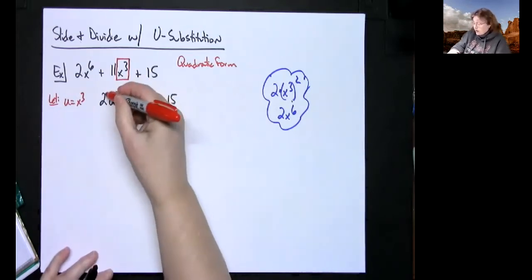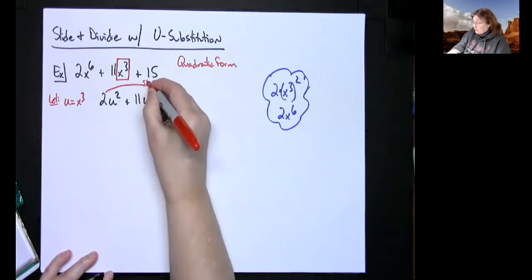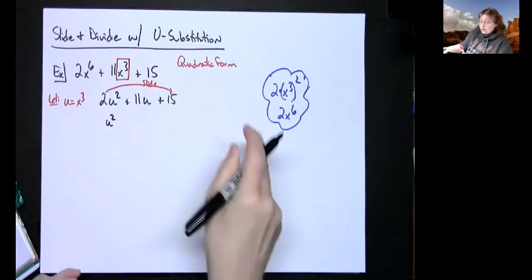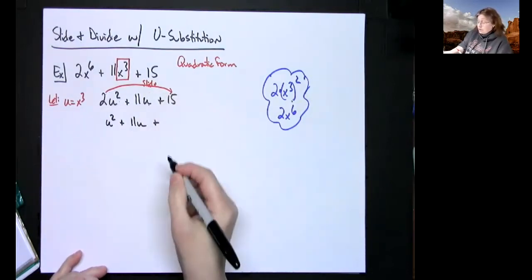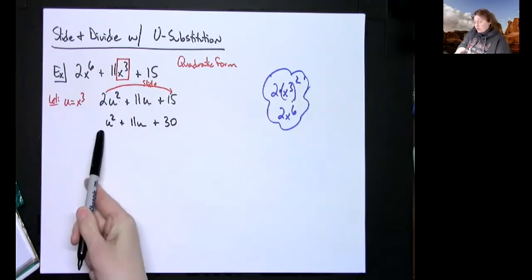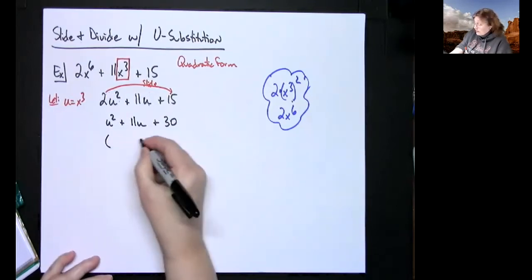So now you can do the slide and divide part. So there's the slide. Then that means I'm going to have a plain U because I slid it, it's gone, plus the 11U, plus a 2 times 15, which is 30. Now I'm down to a nice leading coefficient of 1, so this should factor easily.